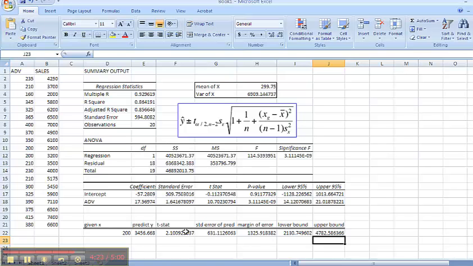So my 95% predictive interval is that for advertising expenditures of $20,000, my sales will be between $21,307 and $47,826.